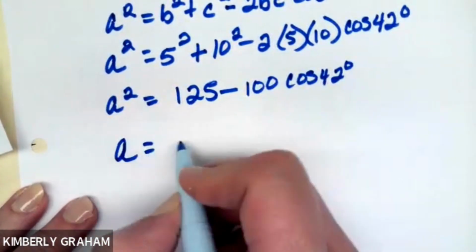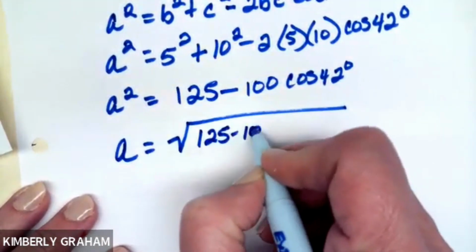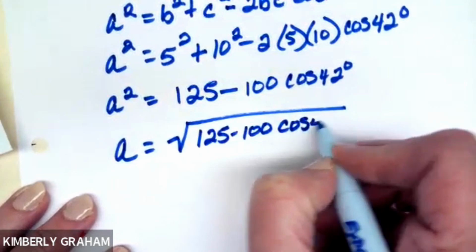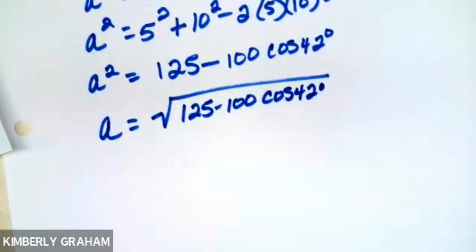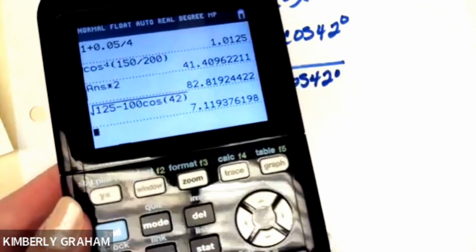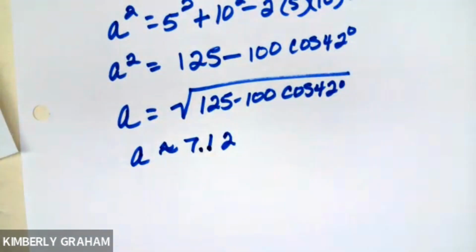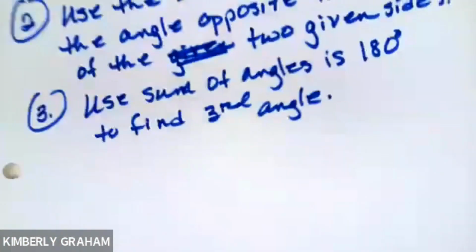So a is going to be the square root of 125 minus 100 cosine of 42. And that's what you would put in your calculator. And that should give you approximately 7.1. You may want to just keep it as 7.12 until you get finished with everything. Okay, so that's step one, finding the missing side.